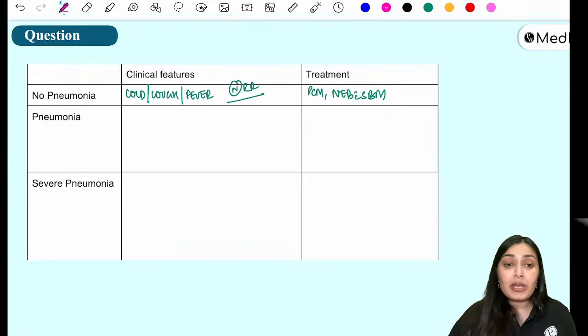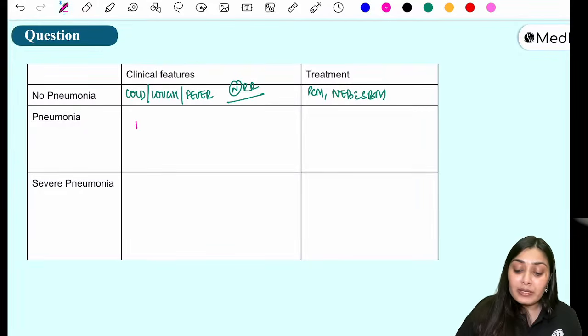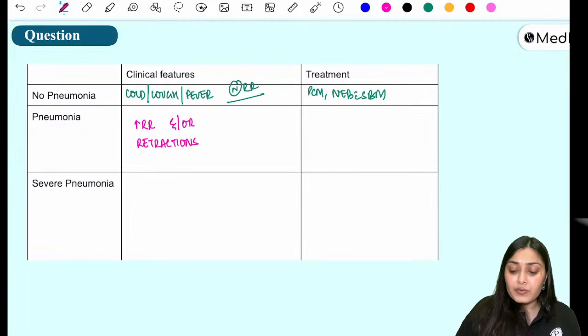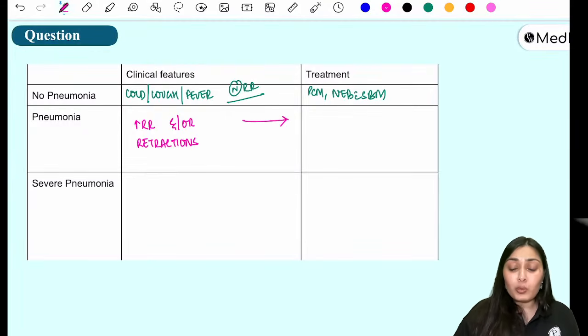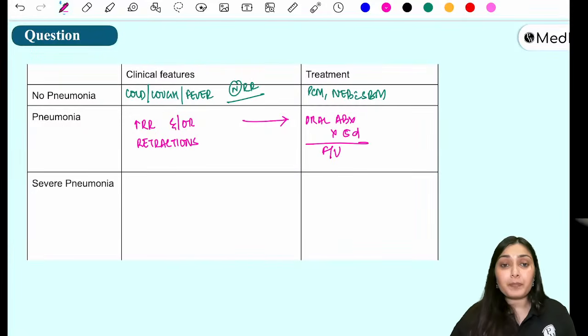What about pneumonia? In pneumonia, along with this cold, cough, fever, now the child will either have tachypnea or retractions, right? This child will have fast breathing and or retractions. So here the treatment will include giving oral antibiotics, like amoxicillin for 5 days, and we ask for follow-up.